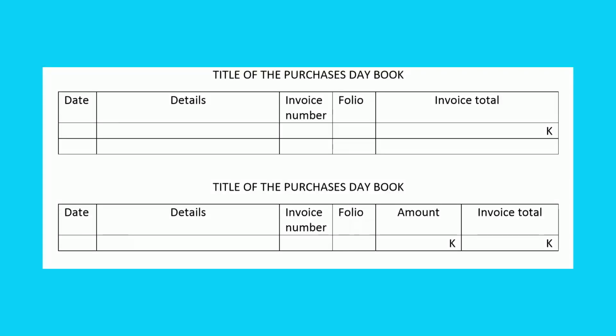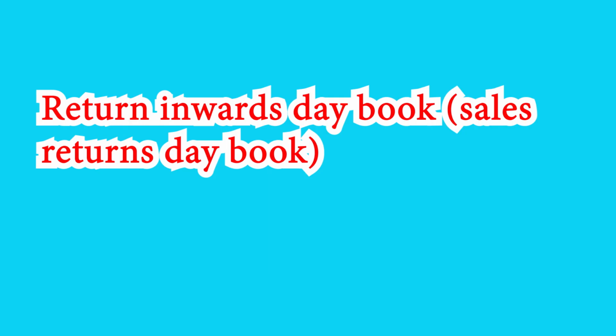So the first formatting, we have the title of the purchases daybook, then we have date, details, invoice number, folio, and invoice total. I already explained what this information means. The only difference is in the folio column, where we need to include the purchases ledger, so we're going to have our PL. Then for the second formatting, we have the title of the purchases daybook, then date, details, invoice number, folio, amount, and invoice total.